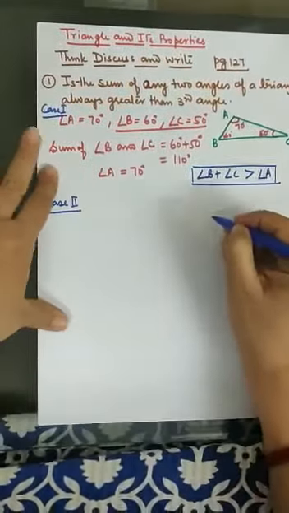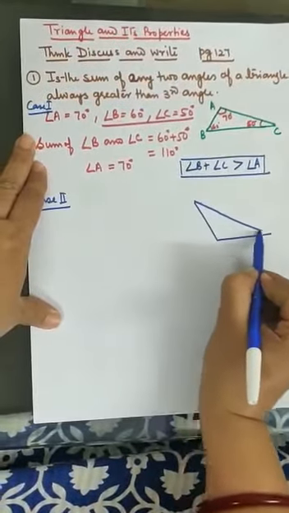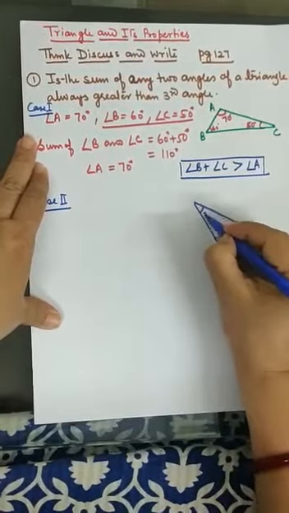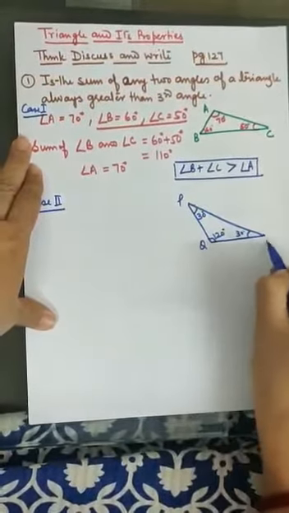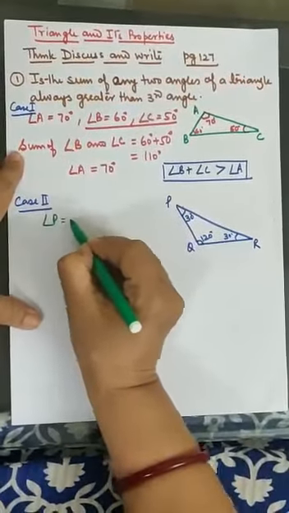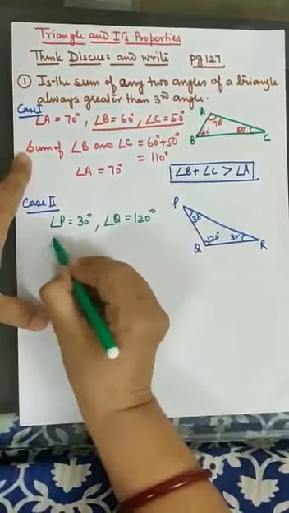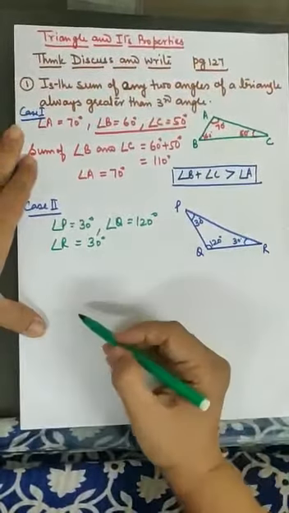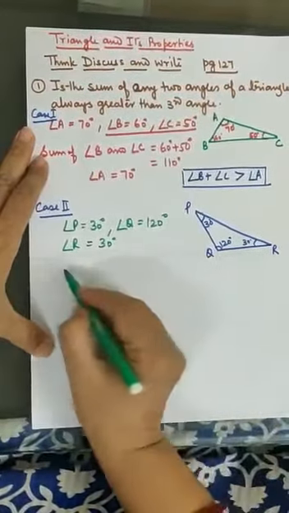Okay, let us draw one more triangle. We make it like this. Suppose this angle is 120 degree, this is 30 degree and this is 30 degree. Let us name it P, Q and R. So we have angle P is equal to 30 degree, angle Q is equal to 120 degree and angle R is equal to 30 degree. Now let us choose any two angles. Let us take these two, that is angle Q and angle R.